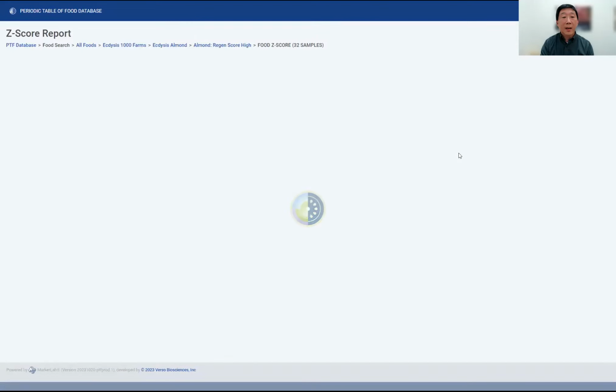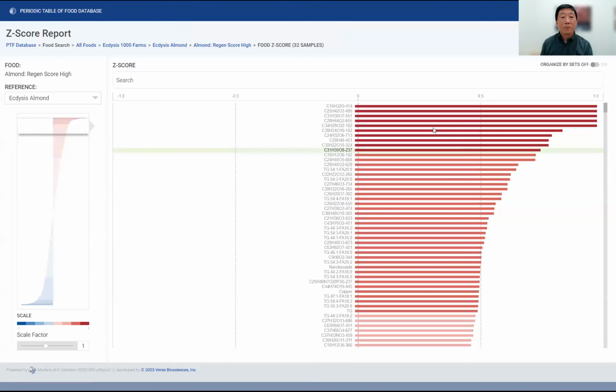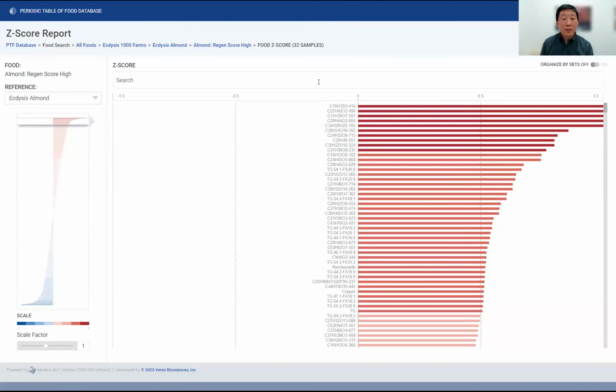If we take a look at some of the compounds that we've measured within the highly regenerative almond group, we have this view, a z-score report. So a z-score is a measure of how different a value is compared with the average value in a population. So specifically, how many standard deviations we are above or below the mean.